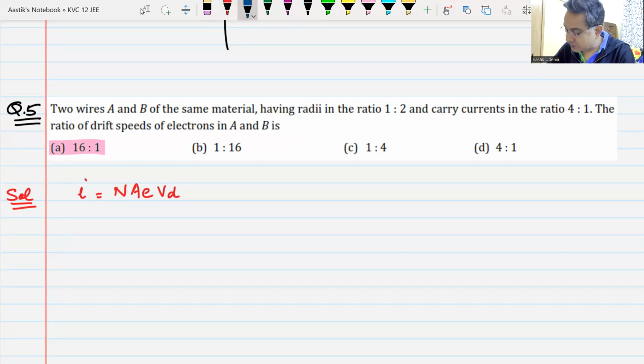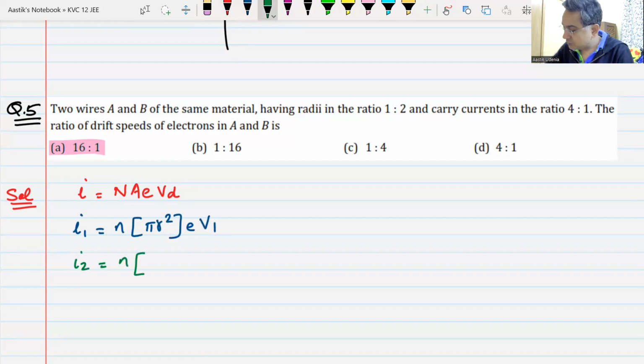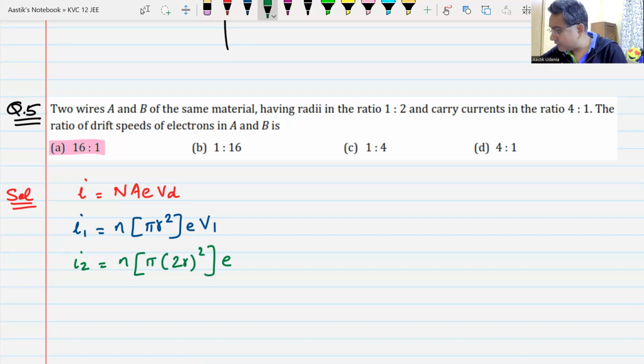In the first case, let me call the current as I1. I1 will be N into radius pi r square into E into V1. Then I can write I2 as N into the radius of first wire was r, so the radius of second wire should be 2r, so pi into 2r square into E. The drift velocity in the first wire was v1. The ratio is 4 is to 1, so in this wire it will be v1 by 4.